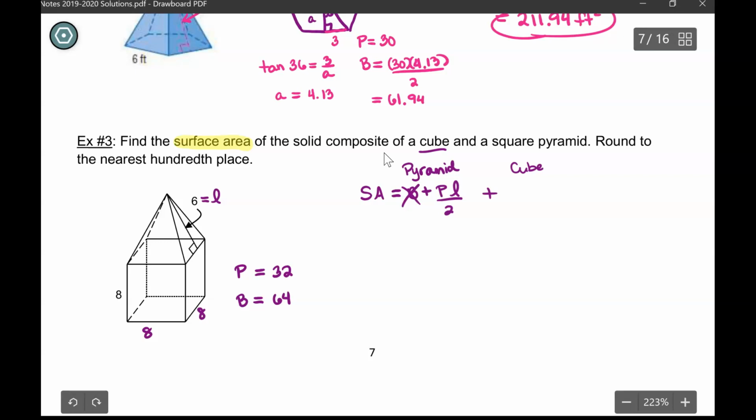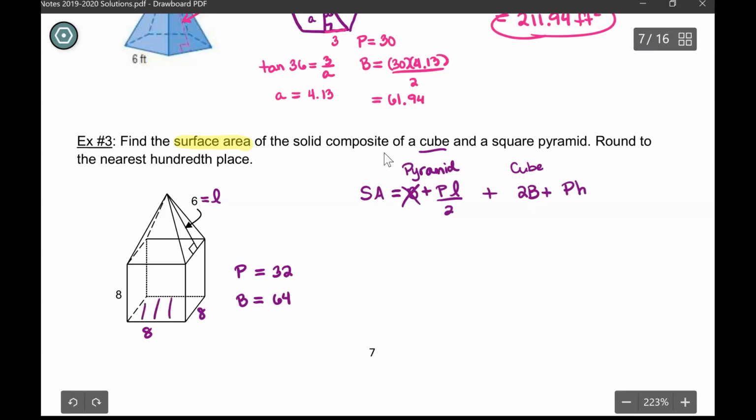There's 2 ways you could do it. You could see, all right, each face is 64, and you really only have 5 of those showing, so you could just do 5 times 64. Or you could look at, right, you normally would have 2 bases plus the perimeter times height. 2 bases plus perimeter times the height.